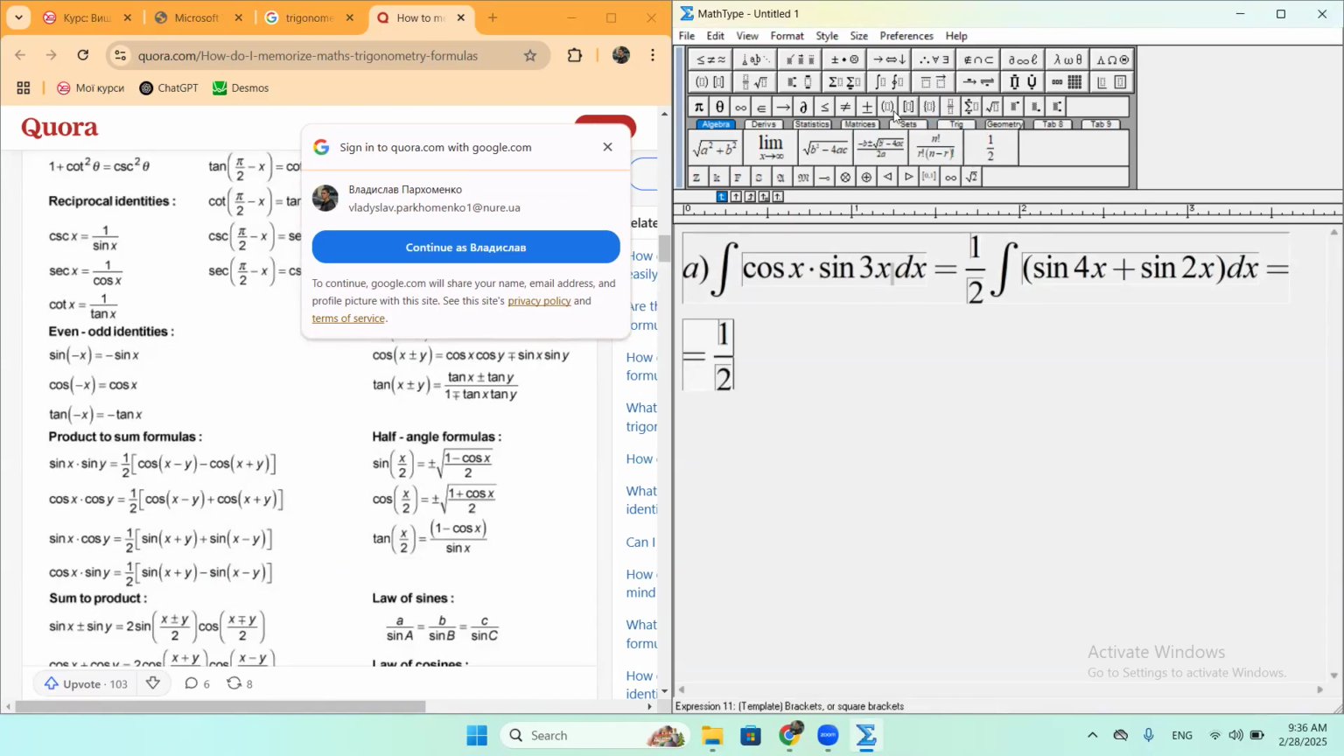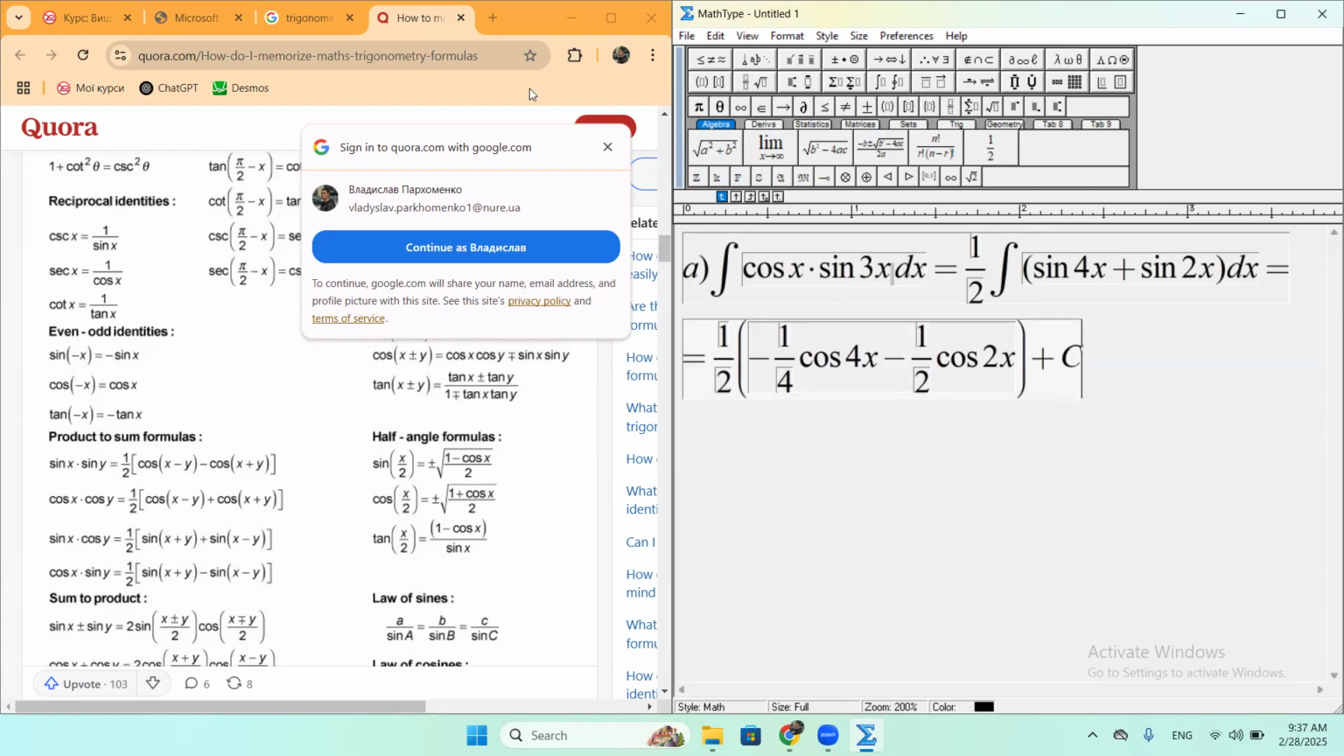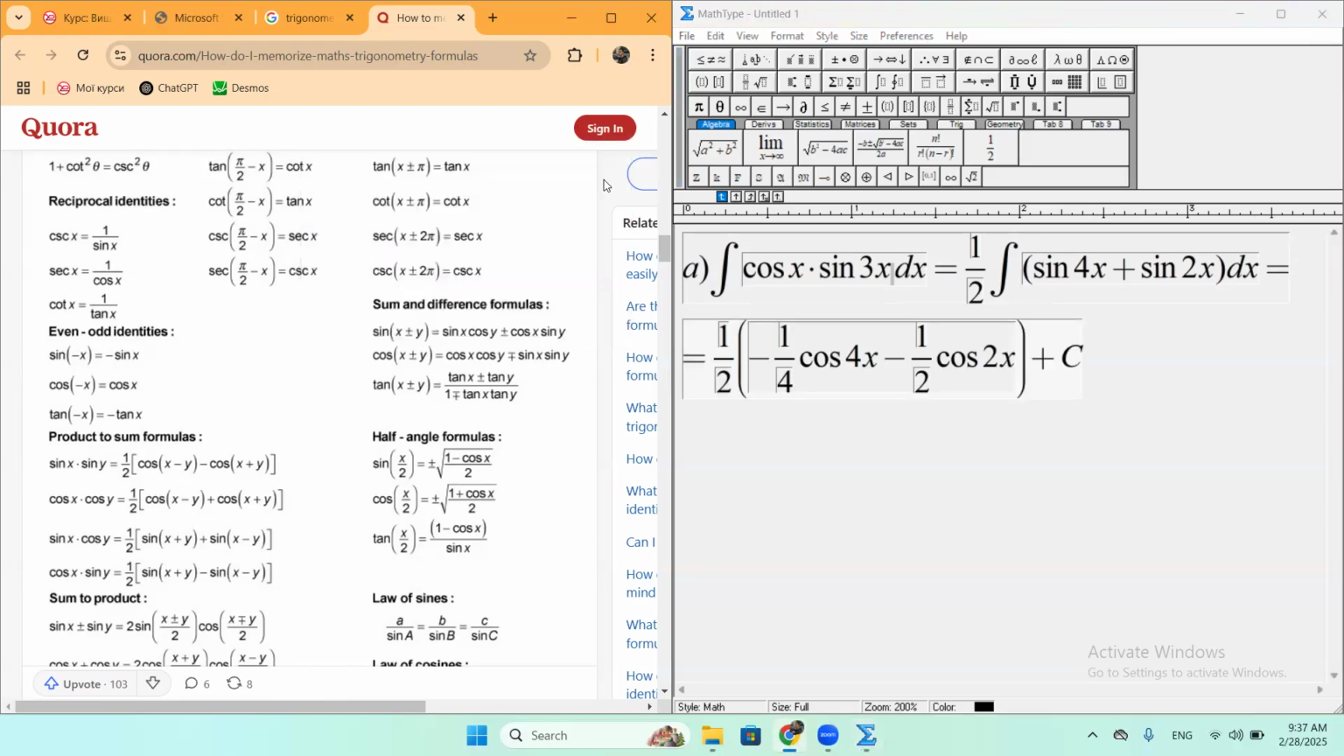So the result will be the following: minus 1 over 4 cosine of 4x and minus 1 over 2 cosine of 2x plus c. Any questions about this exercise? Okay, I guess no questions.